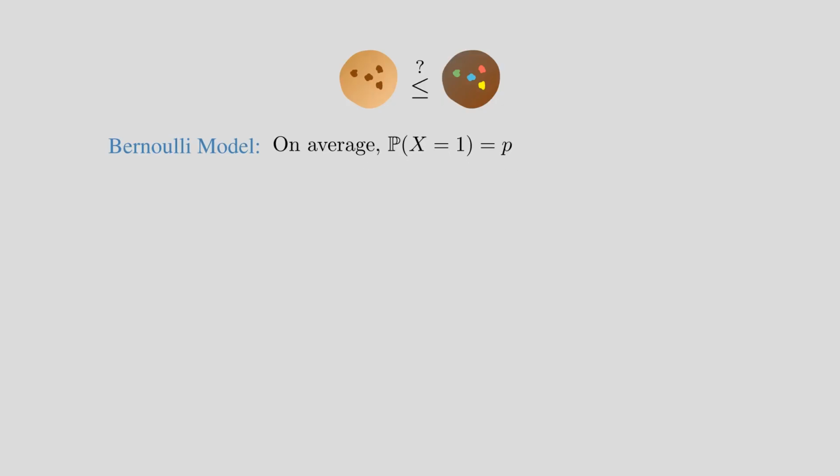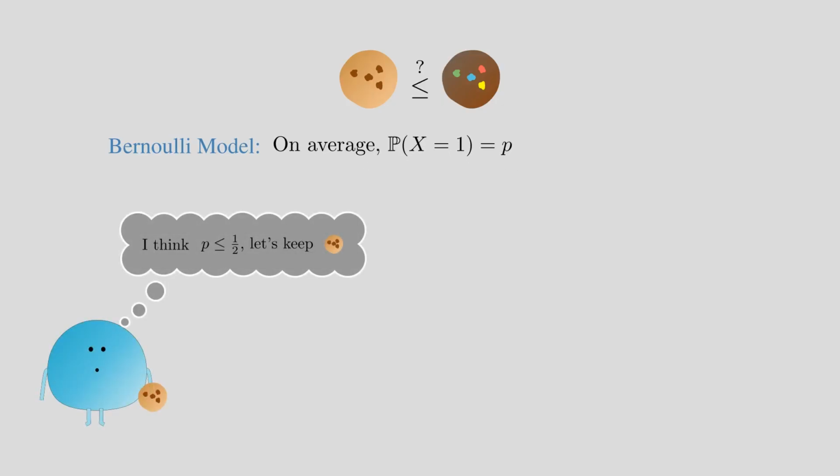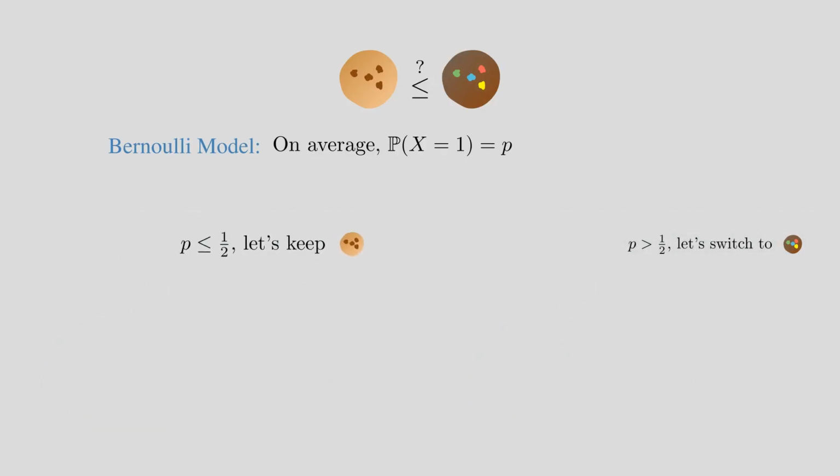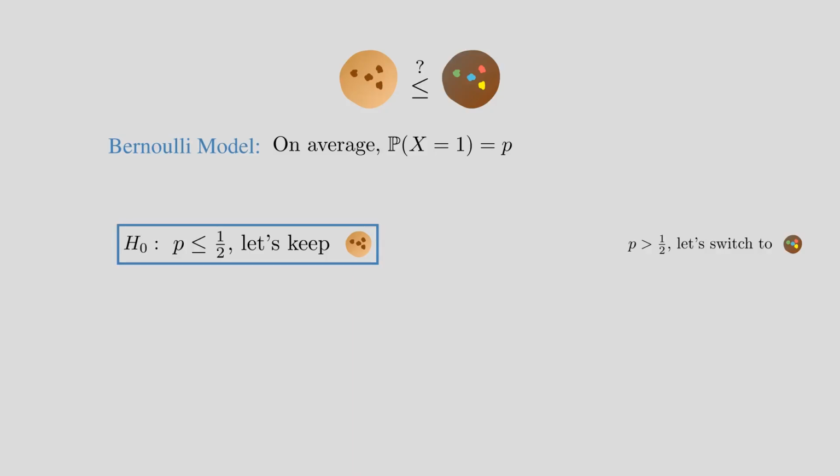If p is smaller than 1/2, it means Bob, on average, prefers the chocolate chip cookie, and he can continue eating it every day. If p is bigger than 1/2, then Bob, on average, prefers the M&M cookie, and he should switch snacks. Which one is true? We call the first one the null hypothesis, since it is the one true by default, and the other one is the alternative hypothesis.